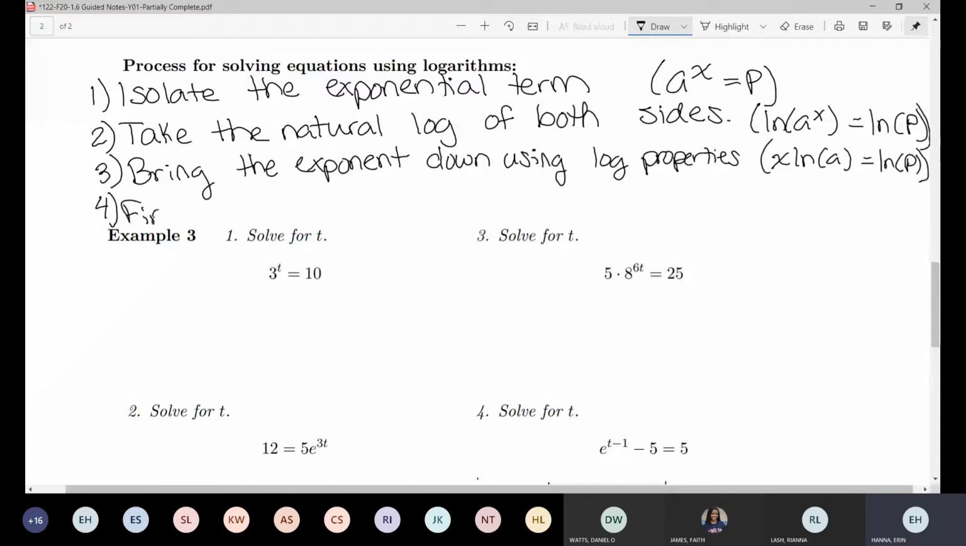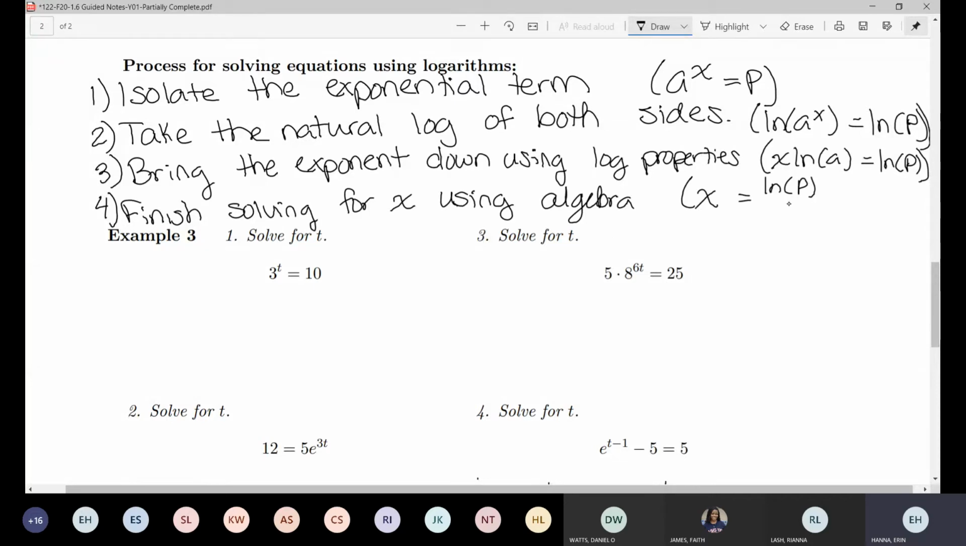And then finish solving for x using algebra. So in this little simple case that I have going on here, we'd have to divide both sides by the natural log of a. So those are the steps that you're going to follow to be able to solve these equations when we want to solve for the thing that's in the exponent.